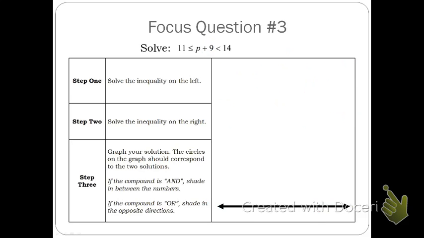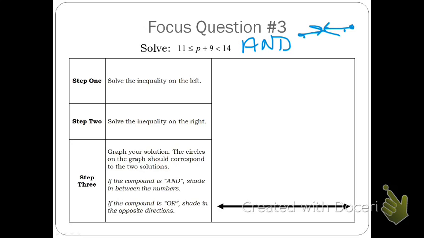Alright, in our third example, here we have a compound inequality. Notice we have two inequality symbols. That's how we know that this is compound. But we notice that there's no words and or. If you do not see the words and or, then it is always an and problem. So this is an and. We do expect that when we graph it, our arrows should be pointing towards each other or in between two endpoints.